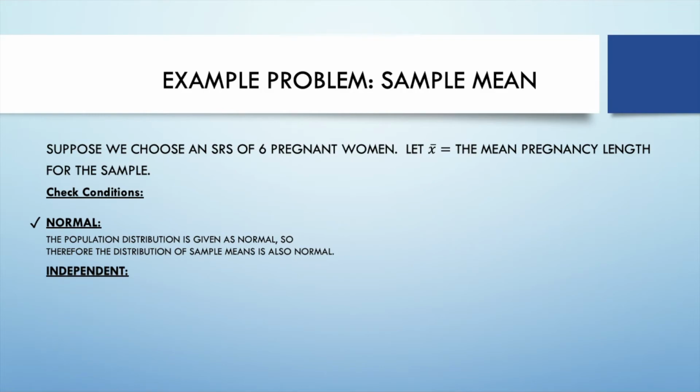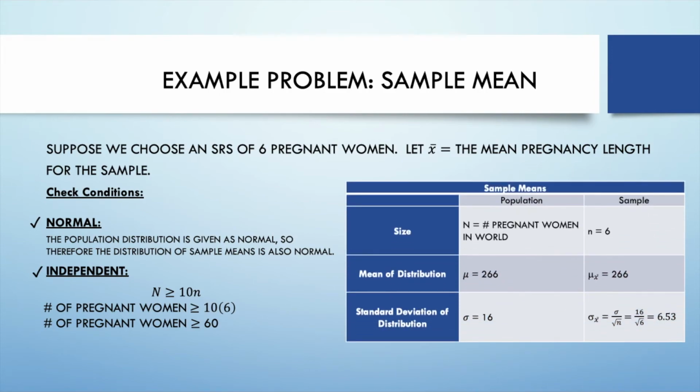Our next condition is: is it independent, so that we can use the formulas for standard deviation that we need? In order for it to be independent, it has to satisfy the 10% condition. So is the population greater than or equal to 10 times the sample size? The population is all pregnant women in the world. So I would assume that the number of pregnant women in the world is greater than or equal to 10 times 6, which is our sample size. We're just plugging 6 into that formula. This checks out because the number of pregnant women in the world is definitely greater than or equal to 60. So that's our independence condition that checks.